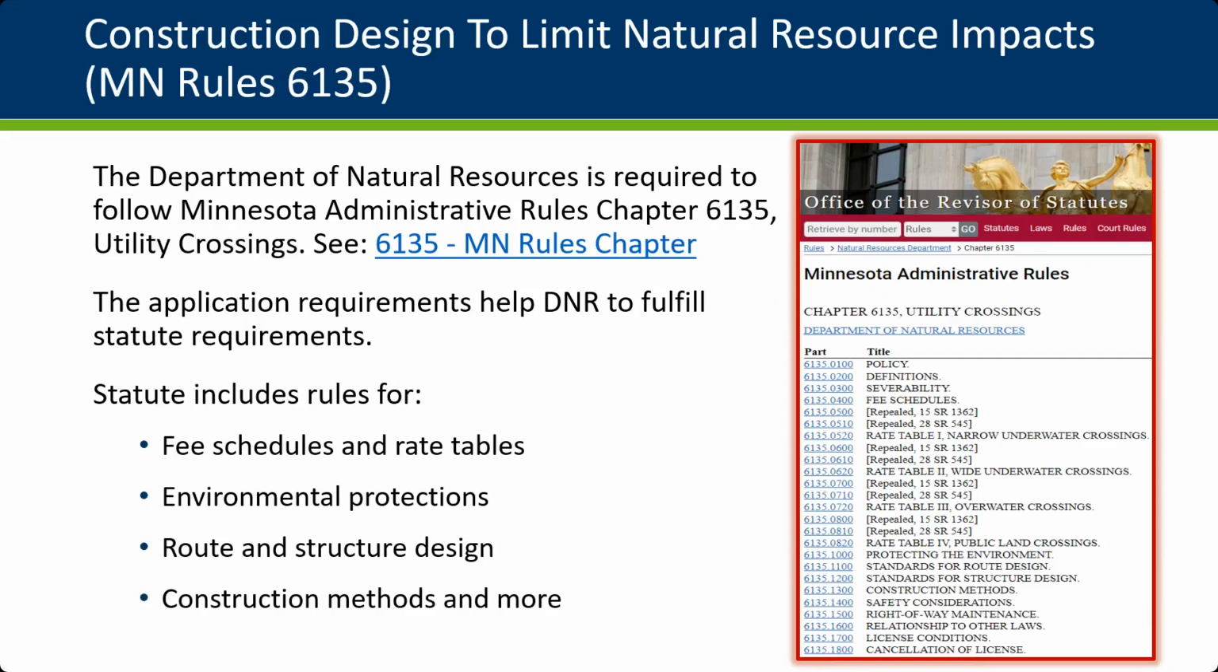Use construction designs that limit natural resource impacts, which can be found in Minnesota Rules 6135, Utility Crossings. The Department of Natural Resources is required to follow Minnesota Administrative Rules, Chapter 6135, Utility Crossings. The application requirements help DNR to fulfill the state statute requirements. State statute includes rules for fee schedules and rate tables, which would include application and utility crossing fees.